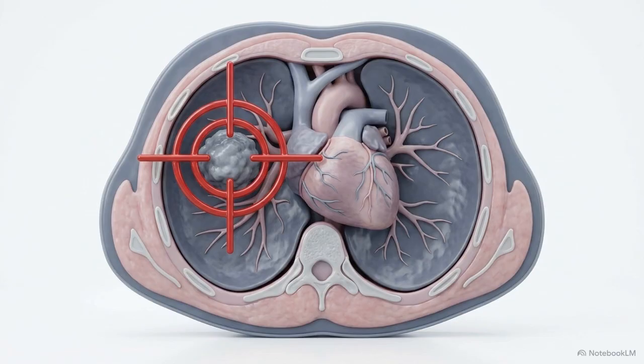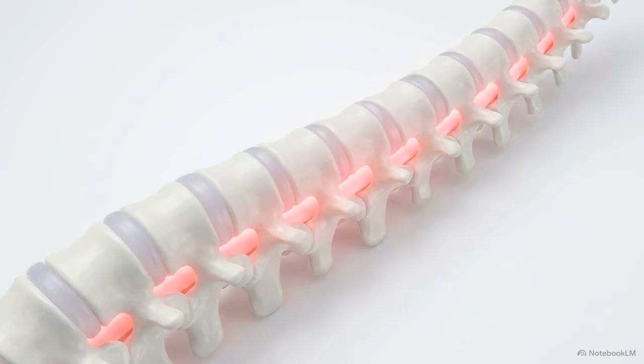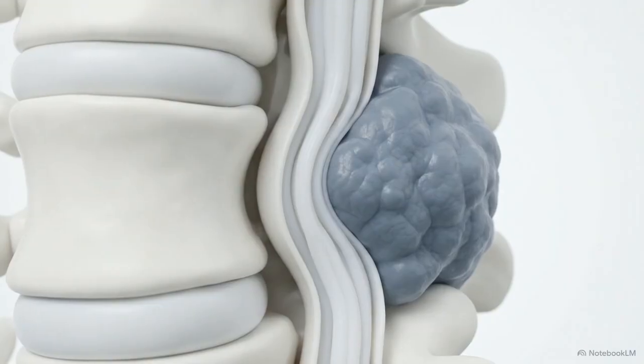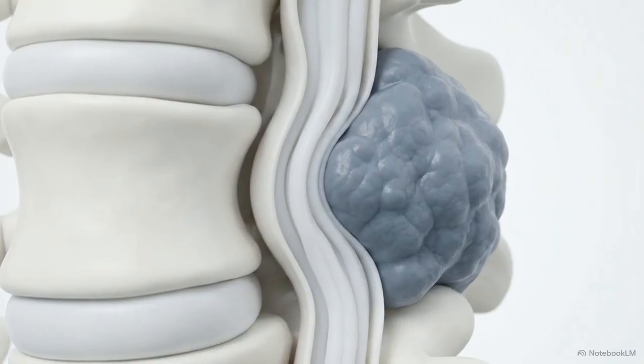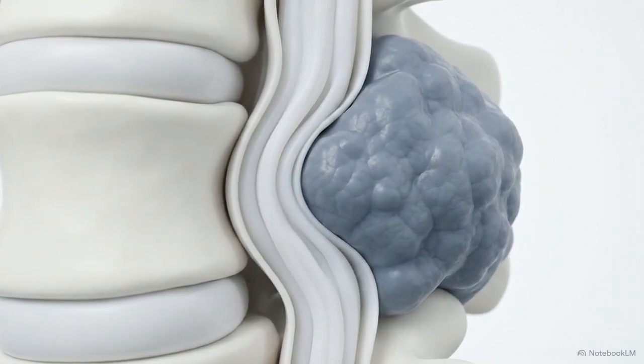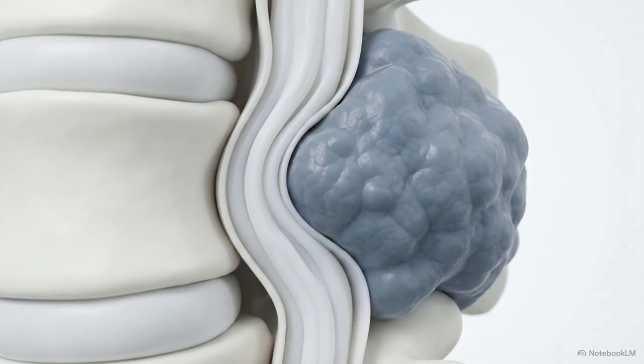empirically treat the symptoms. We turn now to the most time-sensitive neurologic oncologic emergency, neoplastic epidural spinal cord compression. This is heavily associated with metastatic disease from breast, lung, and prostate cancers. The physical mechanism is straightforward but devastating. A metastatic mass invades the epidural space, crushing the spinal cord and generating localized destructive edema.